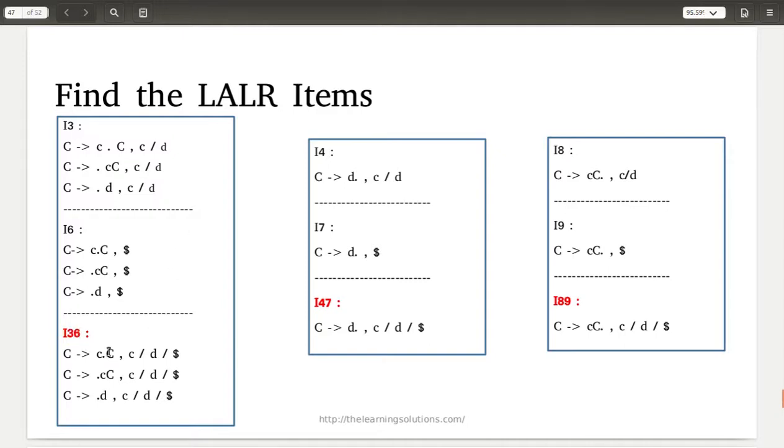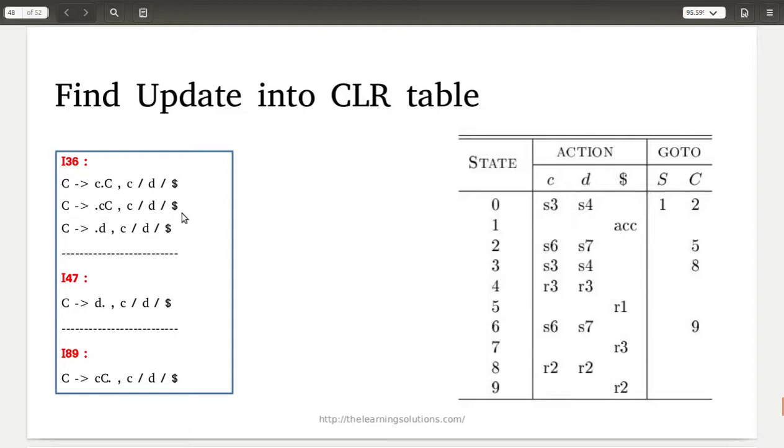So you need to mention this I36 state, where the production is written as it is, only the look ahead are added together. Similarly I4 and I7 combinedly form I47, the production is similar and look ahead are added together. Similarly I8 and I9 forms I89, production is written and look ahead are added together. So we will update I36, I47 and I89 into the CLR table. So this 3 becomes 36, this 4 becomes 47, and this 8 becomes 89. In this way we will update our existing CLR table.